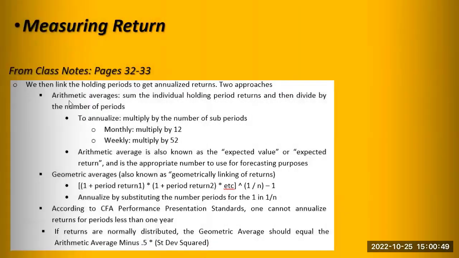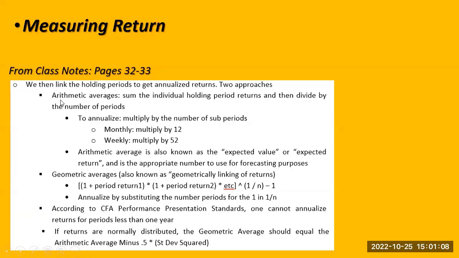So those are just our holding period returns. Now we've got to figure out how we're going to link them together to assess the return over a longer period of time. Because we've got a bunch of months, that doesn't tell us something. So how are we going to put them together? There's two ways to do it. We can do it arithmetically or do it geometrically.